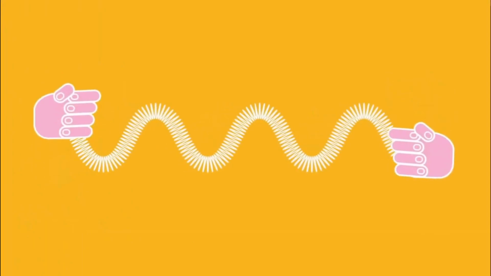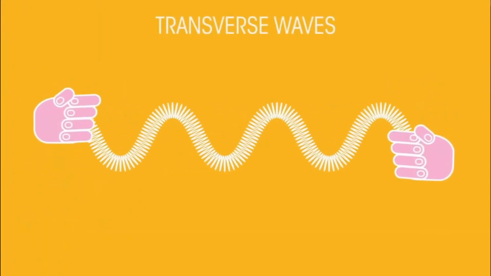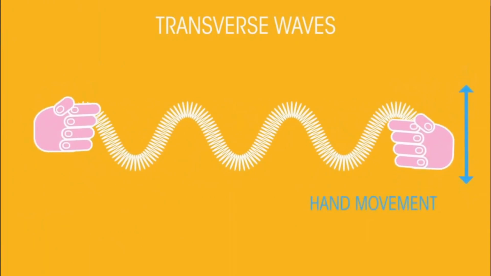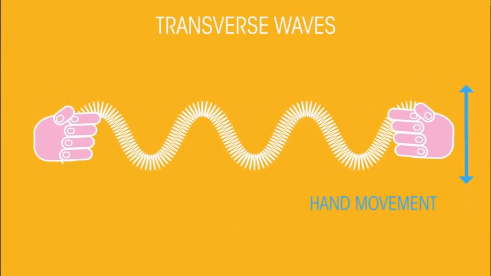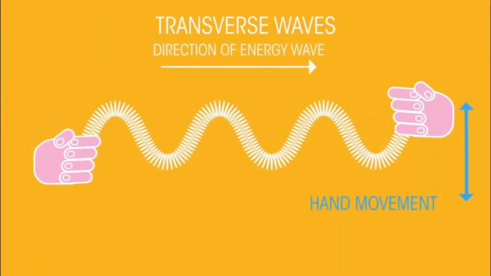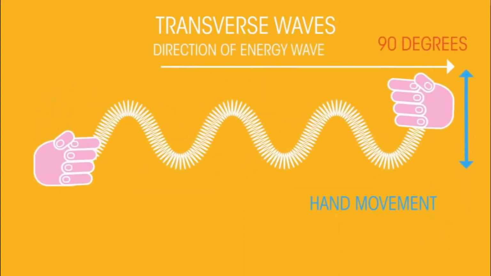Let's look at another type of wave, transverse waves. The hand moves up and down, as does the slinky, but the wave itself moves from left to right, so the particles vibrate at 90 degrees to the direction that the energy is moving.